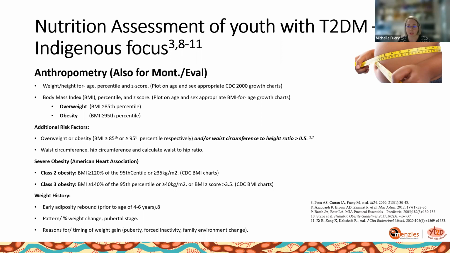Additional risk factors for children and adolescents of Indigenous backgrounds exist and include a BMI of greater than or equal to the 85th or 95th percentile, respectively, and/or a waist circumference to height ratio of greater than 0.5.